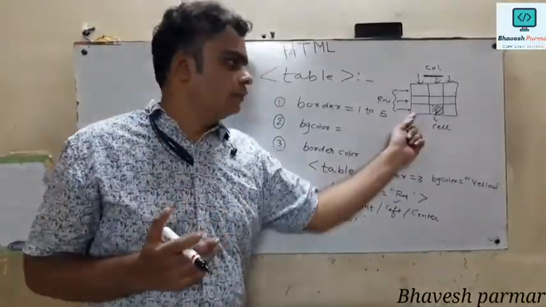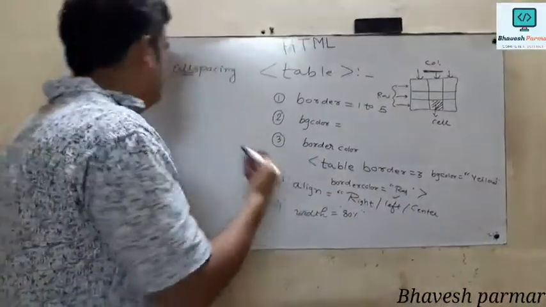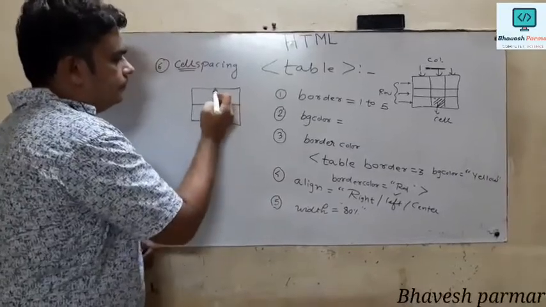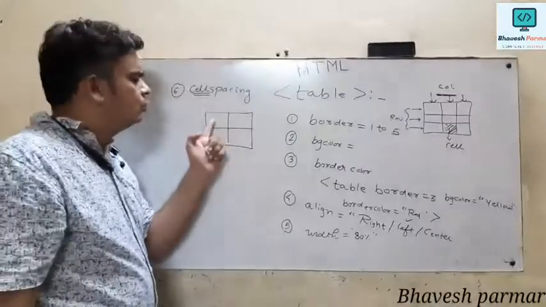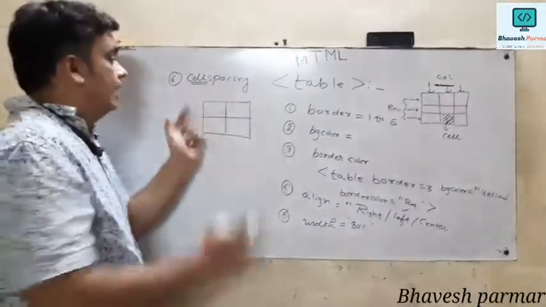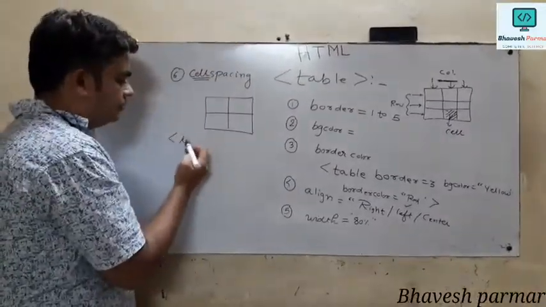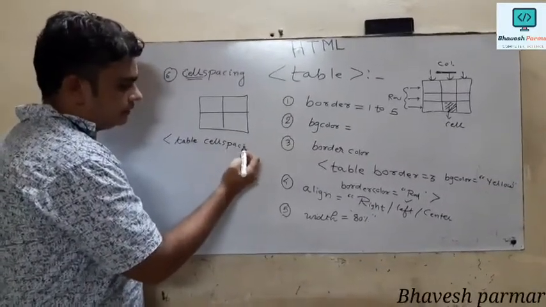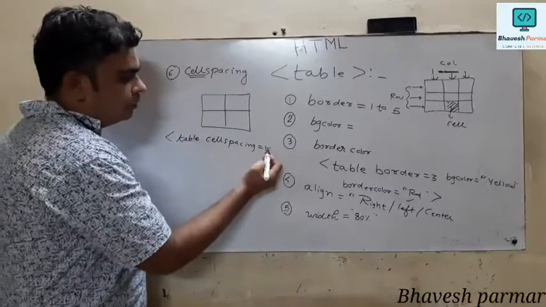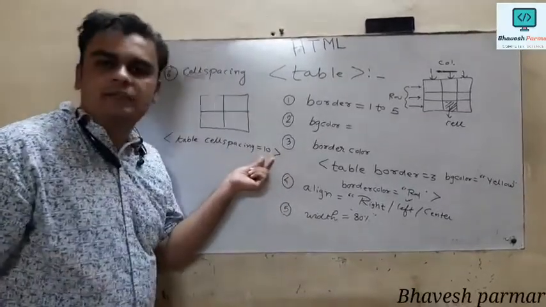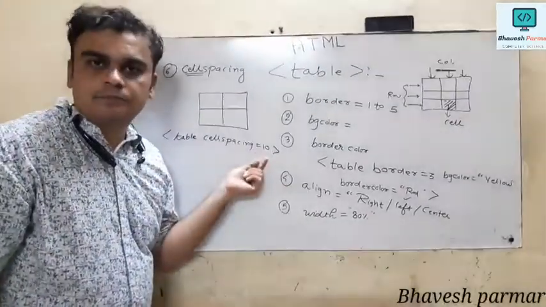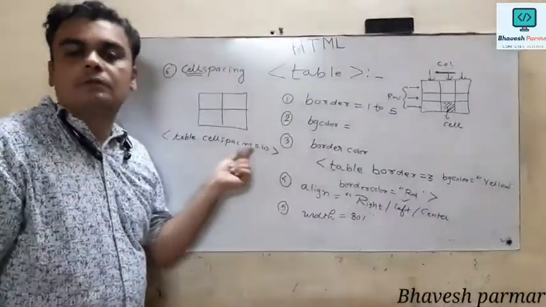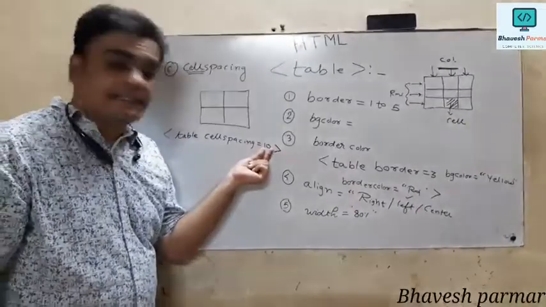So how can we show this? Let's take one example. Suppose this is my table. This table consists of 2 rows and 2 columns. If I am using the cellspacing attribute, how can I use it? First table, then I use cellspacing equal to 10. So this 10 indicates what? 10 pixels. Between these two cells, I wish to give a 10 pixel gap.